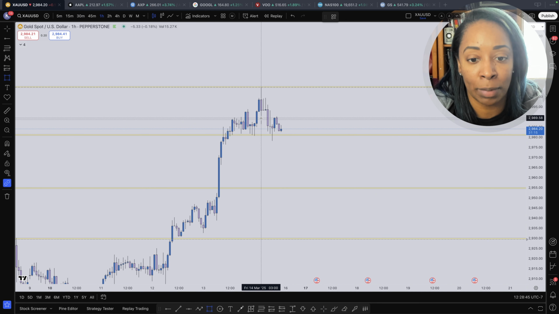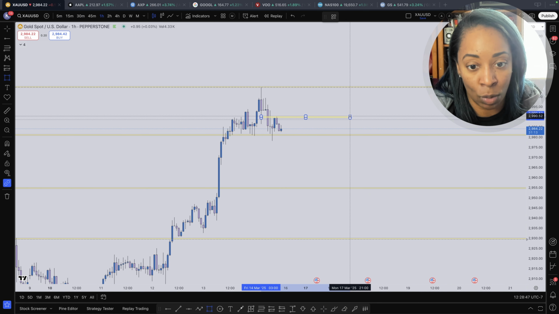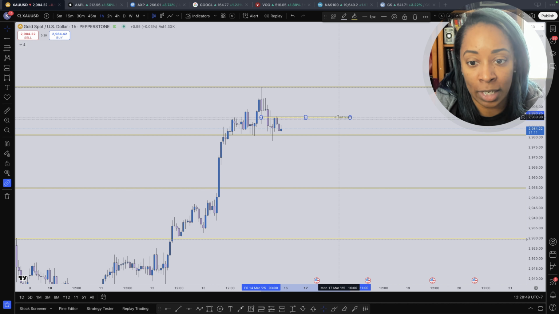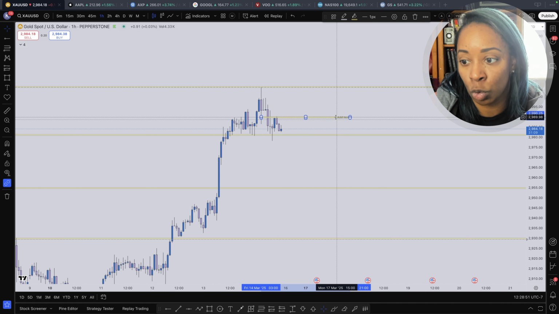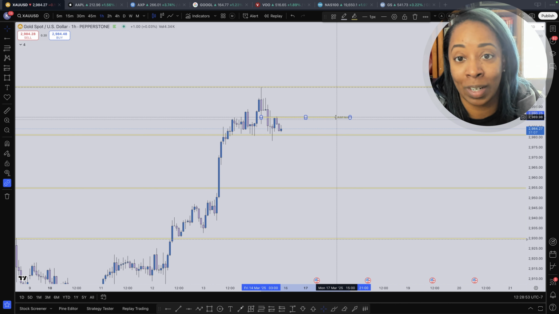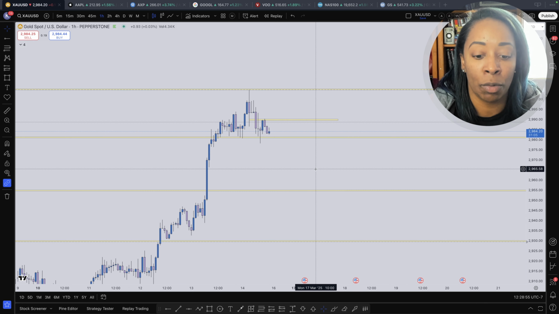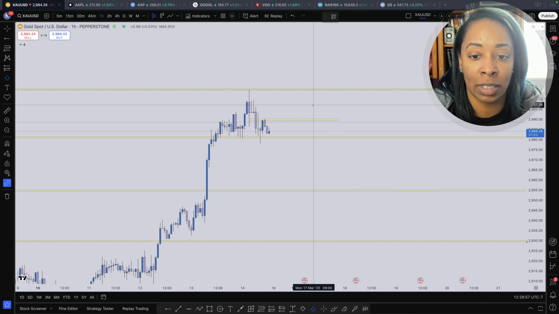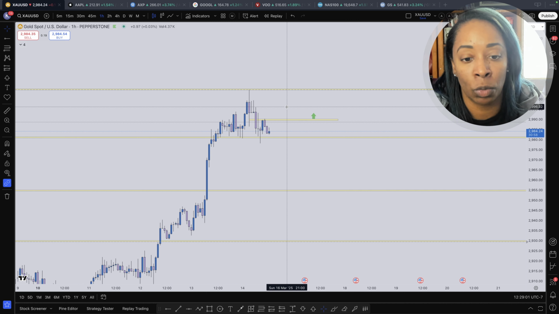So the first thing that I'm going to be looking for in my game plan is going to be right here. I drew this minor level at 29.89, really close to 29.90. And basically I would be looking for continued buys up above this level. I was looking for it today, but price just chopped around way too much.